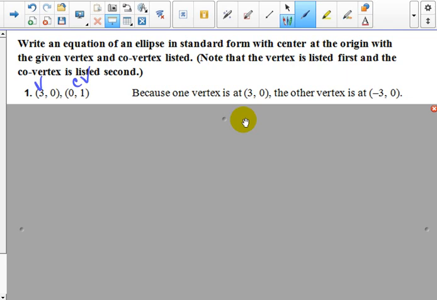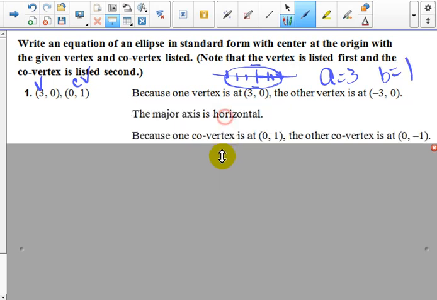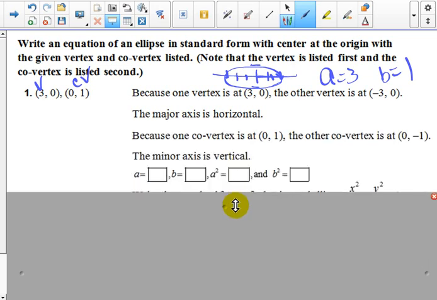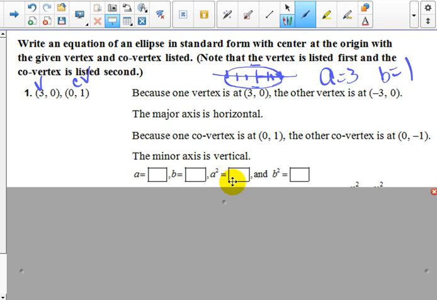So if our vertex is 3 and 0, and our co-vertex is at 1, it's going to be something like that. So our A value, this is horizontal, our A value is equal to 3, and our B value equals 1. So our major axis is horizontal, right? So the minor axis is vertical. So A is equal to, fill these in, 3, B is equal to 1.